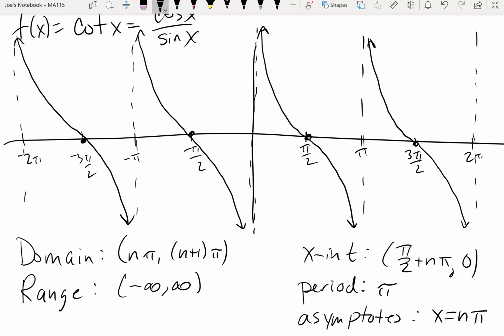Yeah, maybe. Yes. The domain? So remember, n can be any integer. All this is saying is that if I put in 0 for n, I would go from 0 to pi. So that's here to here. Right? If I put 0 in for n, that's 0. That's 1. So I get 0 to pi. No, that's not 0 to pi.